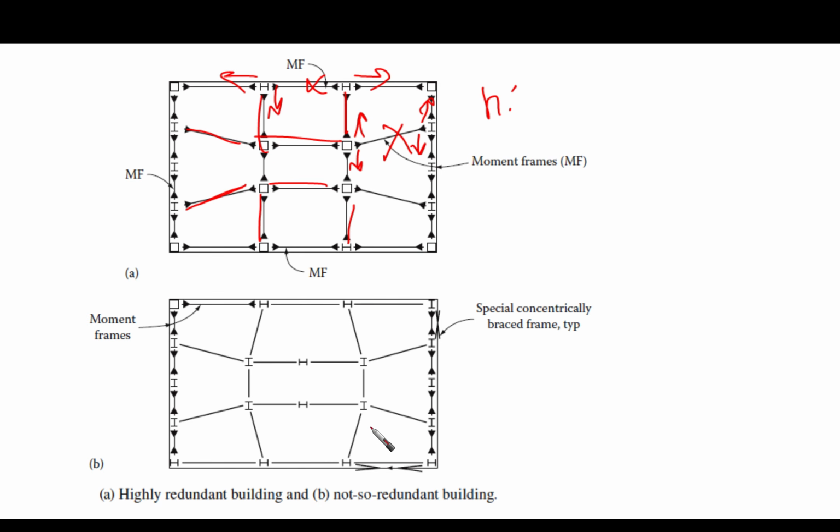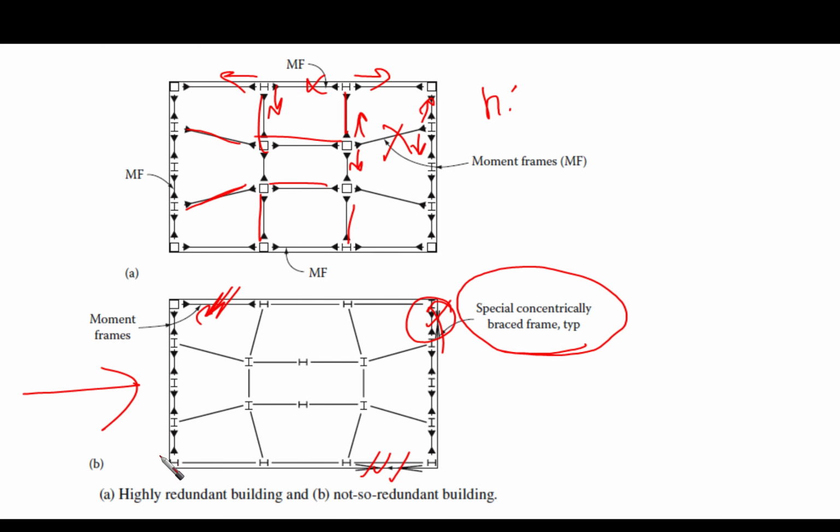But what about this system? If we remove, for example, this special concentrically braced frame here, or this one, the system is going to be irregular directly. If we have the load from this direction and we remove one of them, it's going to be a problem. So system B is not a very redundant building, but system A is a highly redundant building.